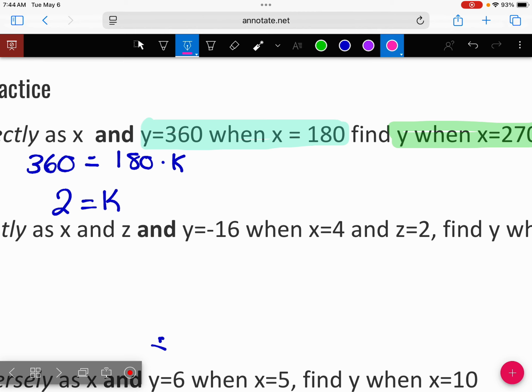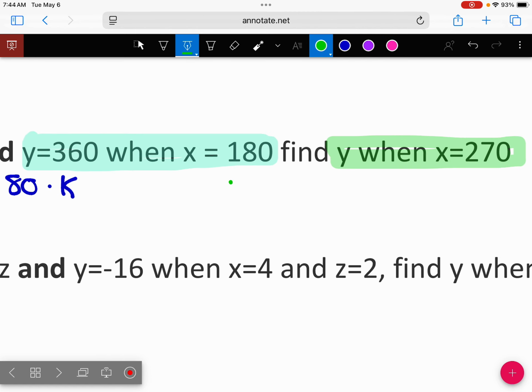So we're asked to find our y when x is 270. So we know it's going to be 270 for our x times 2. So what's our y going to be? 540.